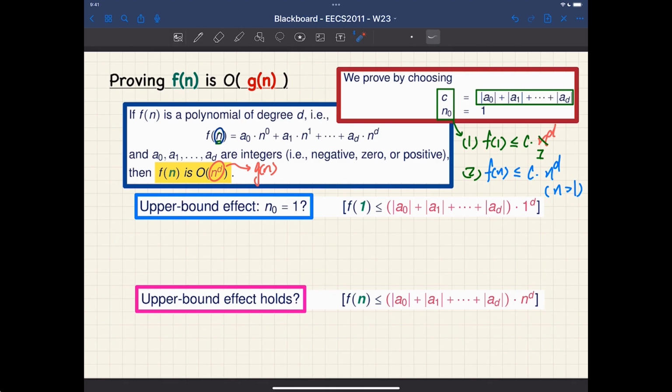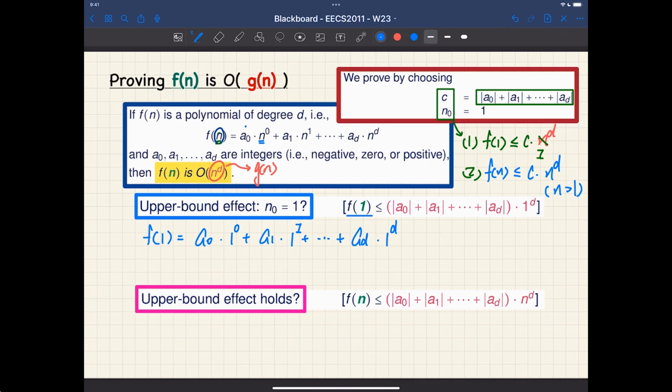Let's now do part 1. Okay? For part 1, let's try. Let me start with this side over here. Okay? F of 1. What is that? Let's plug it in. It's going to be A0 multiplied by 1 to the power of 0, right? You can see n is replaced by 1. Plus A1 multiplied by 1 to the power of 1. Plus all the way to AD, right? Multiplied by 1 to the power of d. Are we okay so far?